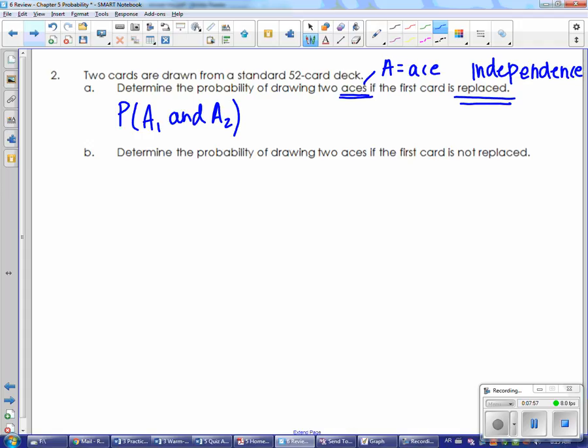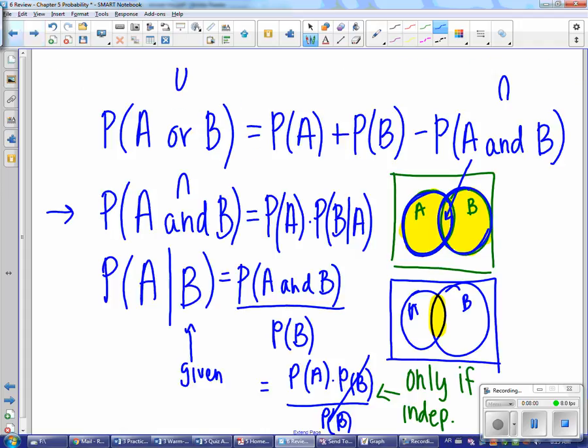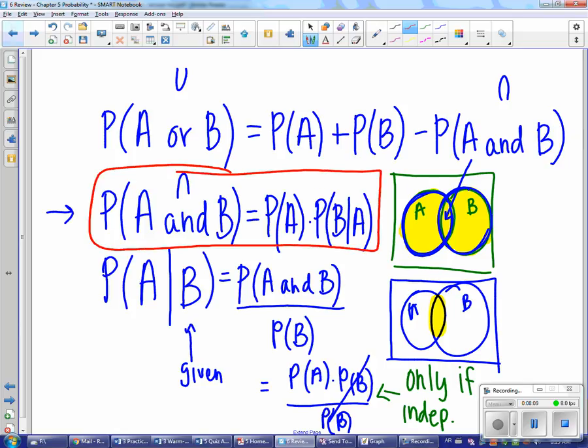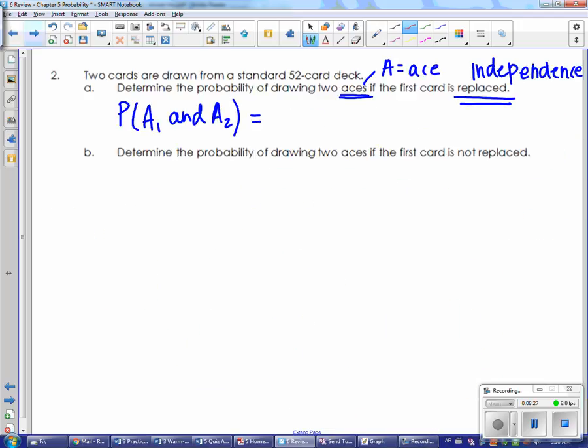So because I have independence, remember that rule that we talked about, the probability of A and B is going to be the probability of A times the probability of B given A. But we also just showed in number 1, if the two events are independent, then this simply becomes the probability of A times the probability of B. But that's only when they're independent. And so I'm going to use the independent rule here because I'm told that I'm replacing the cards. So I know then that I can rewrite this as the probability of drawing an ace on the first draw times the probability of drawing an ace on the second.